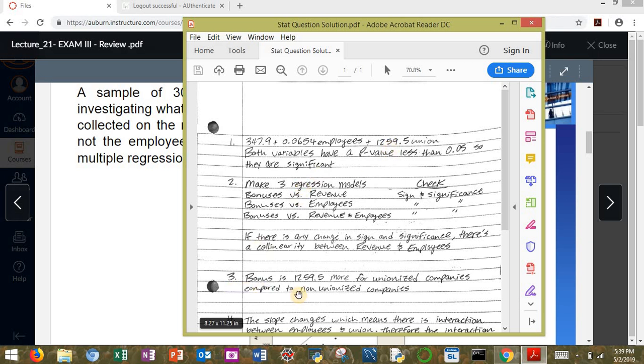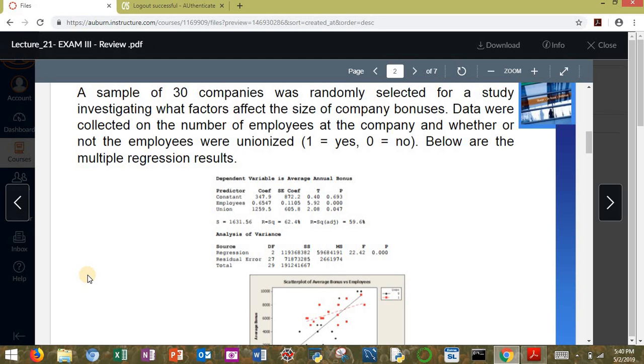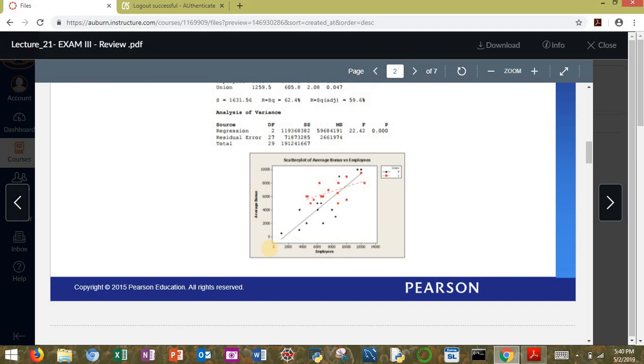So the answer to that would be there. The bonus is 1,259.5 more for a unionized company compared to a non-unionized company. And like I said, you just get that from going to your table.